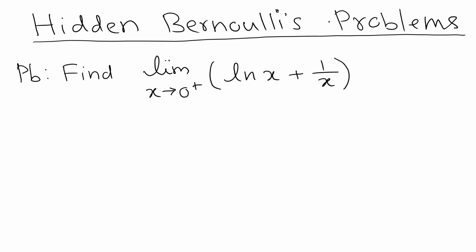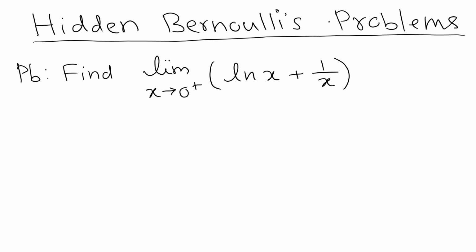So we have the limit as x goes to 0 plus of ln x plus 1 over x. But when you look at this problem, it looks like an adding problem. We are not used to calling an adding problem a Bernoulli problem, because we normally have an infinity minus infinity situation like that. But let's actually look at what is really going on here.